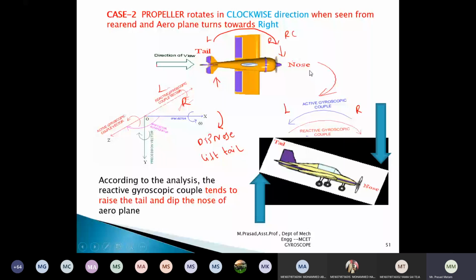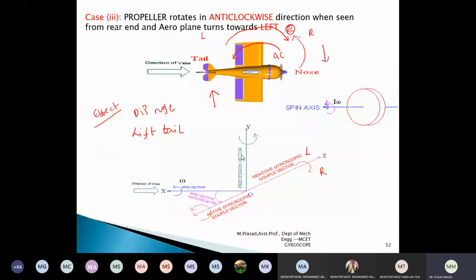Case 3. Propeller rotates in anti-clockwise motion and aeroplane turns to the left side. You can see anti-clockwise motion coming towards me. So taking left turn means pressure vector in the positive y-axis. We are getting the active couple in the negative z-axis and reactive couple in the positive z-axis. You can see how the reactive couple is moving. The reactive couple is moving from left side to the right side. Same I have drawn here. This is the active couple which moves from right side to left side.